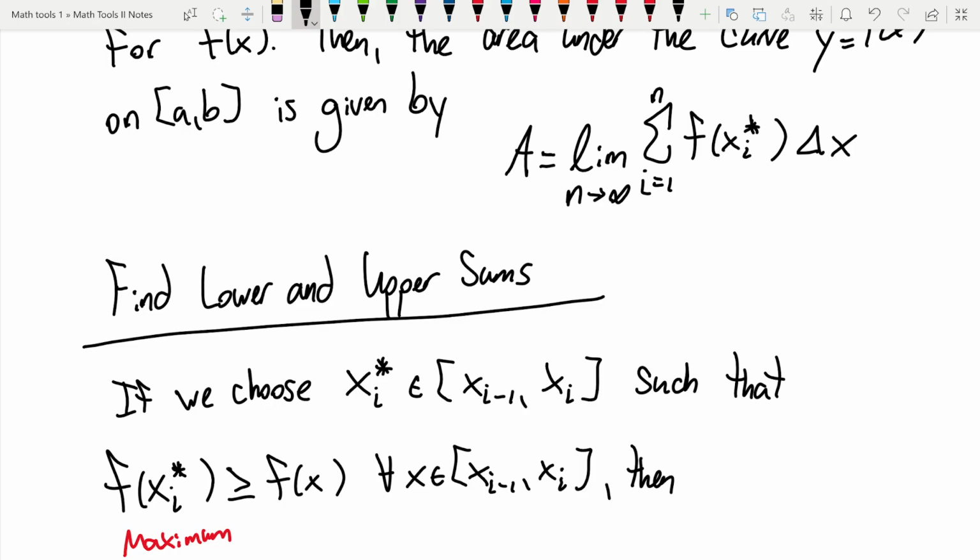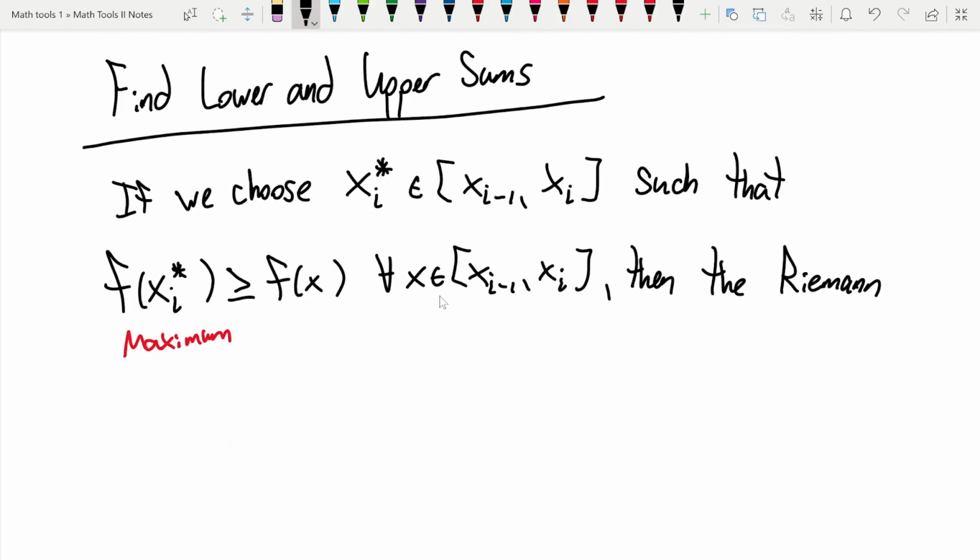Then the Riemann sum is called an upper sum. Okay.